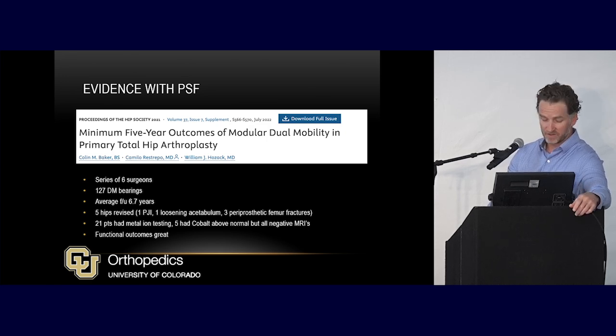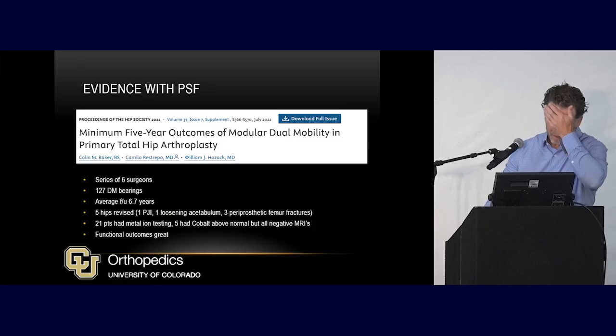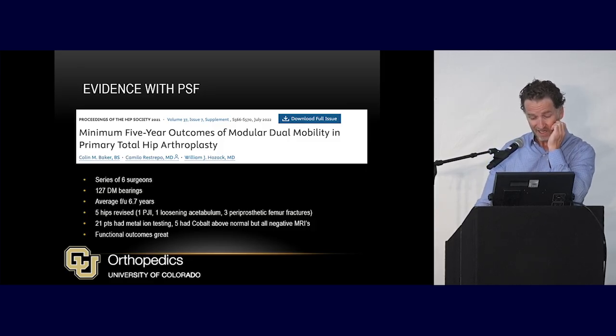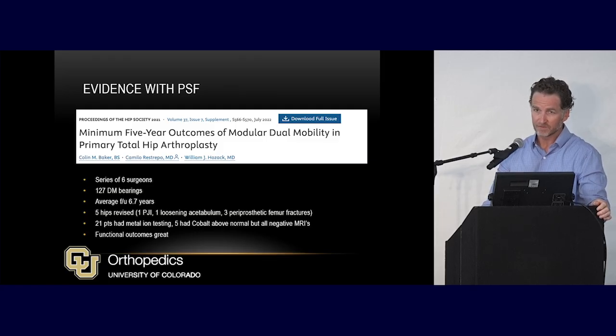We talked about this during the battle too. DM is a good tool. I tend to use it a little bit more in these spine patients. I very rarely use it in primaries, but we briefly talked about metal ion stuff. There have been several studies, and this is one of them. Out of 127, 21 patients had metal ion testing. Interestingly, they did have a slight elevation in cobalt, but their MRI was pretty benign. So I think it's safe to use modular DM right now, as you discussed earlier.